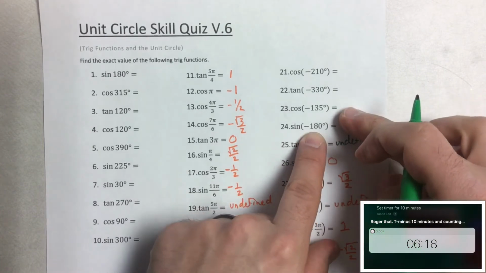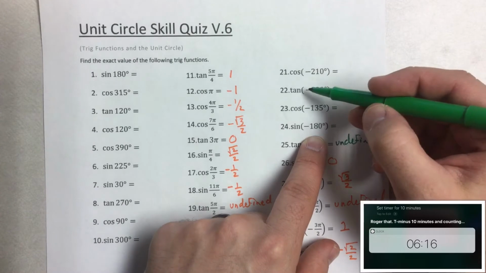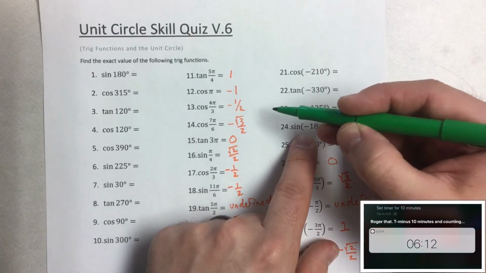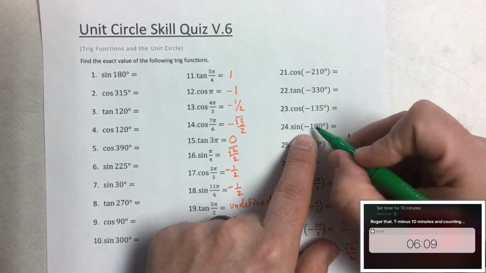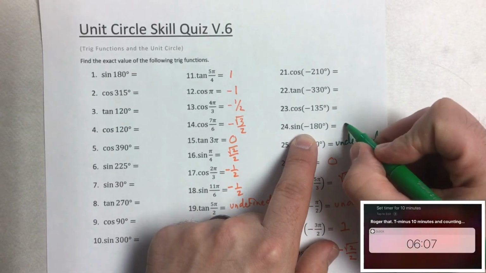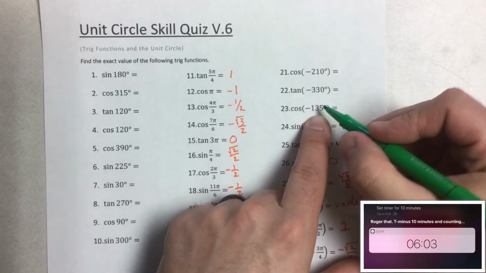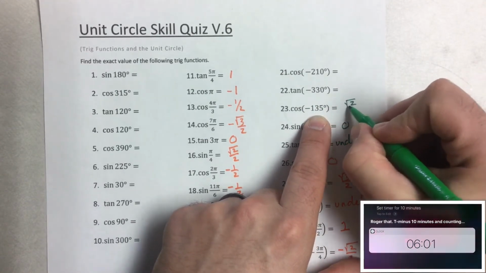Okay, sine of 180. So this is a -180. So this is going this way, so it's where the pi is located. So sine of 180 or sine of pi is 0. So I see the 35. So this is relative to 45. So this is square root of 2 over 2.